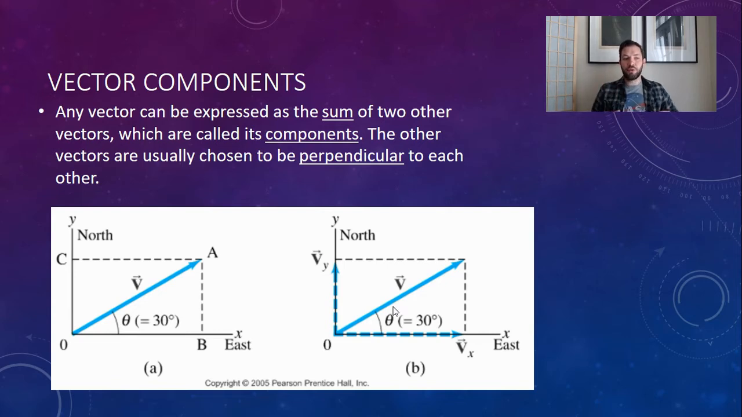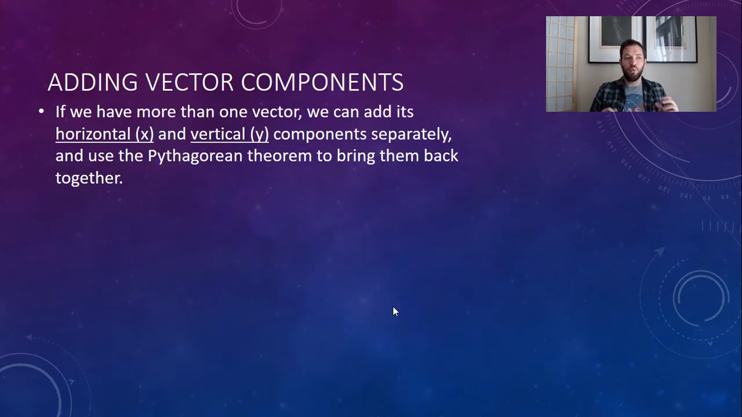These components generally go along the x-axis and the y-axis, so they're perpendicular to each other, at a right angle to each other. The reason we want to do this is because if we have more than one vector, we can add all of their x components together and all of their y components together separately to figure out what the resultant is going to be, and then we can just use the Pythagorean theorem to bring it back together.